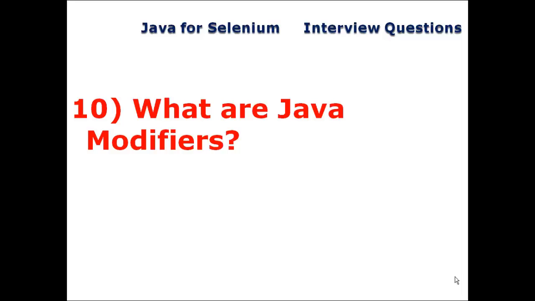Next, what are Java modifiers? Modifiers are keywords that we add to those definitions to change their meanings. Java has two types of modifiers. One is access modifiers, another is non-access modifiers. Access modifiers are public, private, default and protected. Non-access modifiers are static, final, abstract, etc.